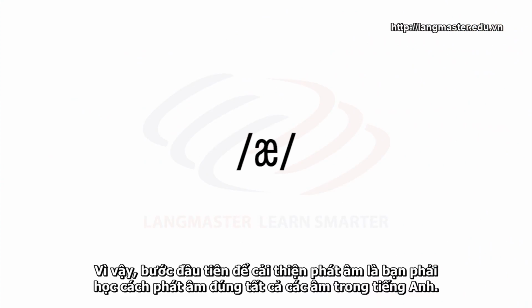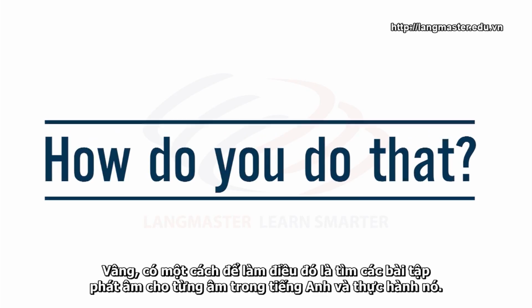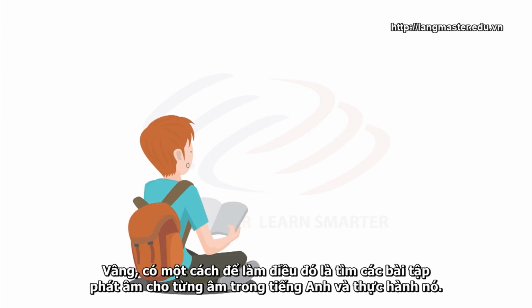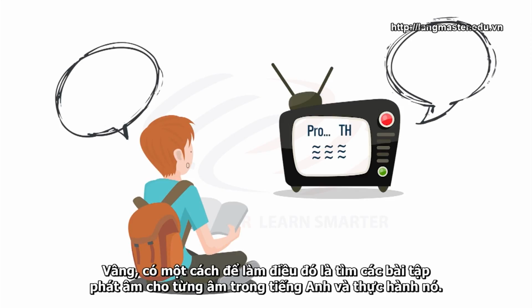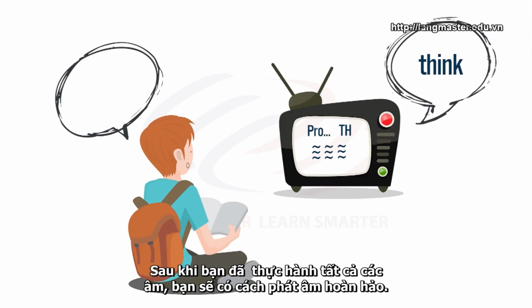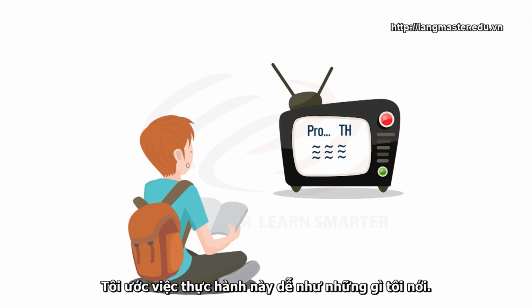So, the first step to improve your pronunciation is to learn to pronounce all of the main sounds in English correctly. So how do you do that? Well, one way to do that is to find some pronunciation exercises for each sound in English and just practice. After you've practiced making all the sounds, you will have the perfect pronunciation.